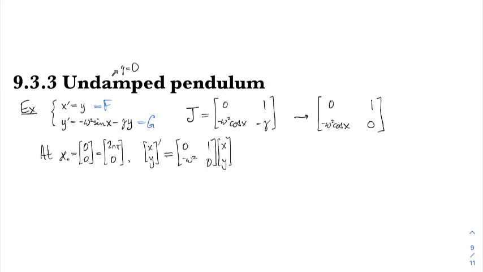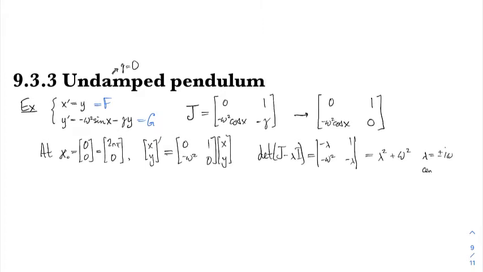Okay, and so then the determinant of J minus lambda I is going to be, we've got a minus lambda here, minus omega squared, 1, minus lambda, and that gives us lambda squared plus omega squared. So we get eigenvalues of plus and minus i omega. And so it's purely imaginary. So our critical point is going to be a center.